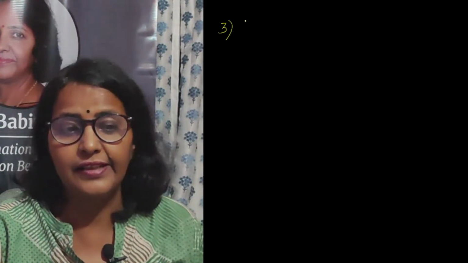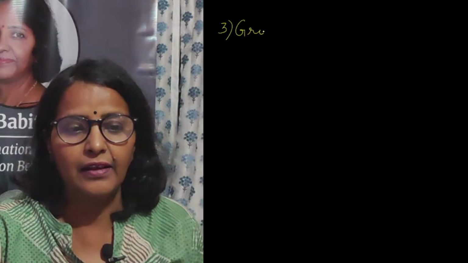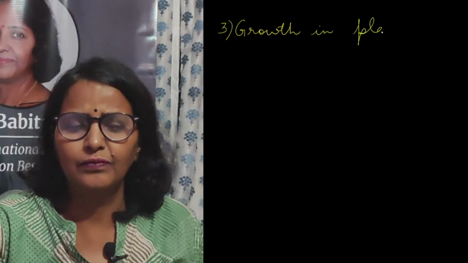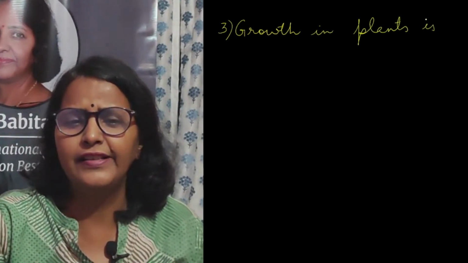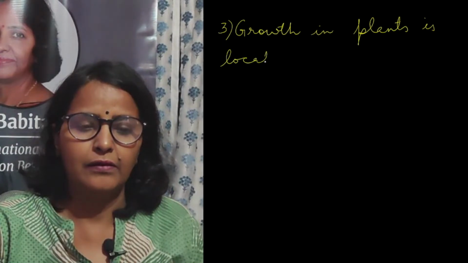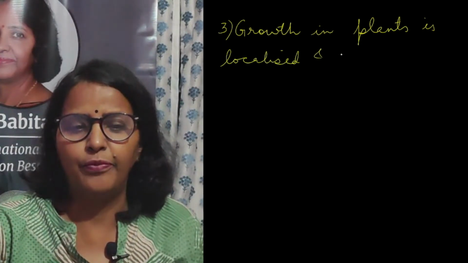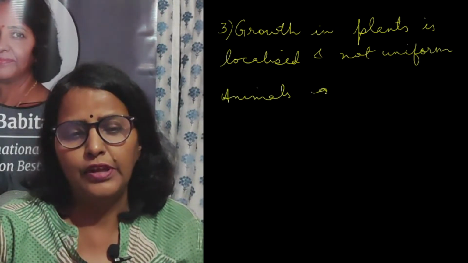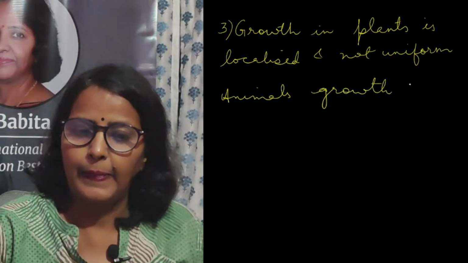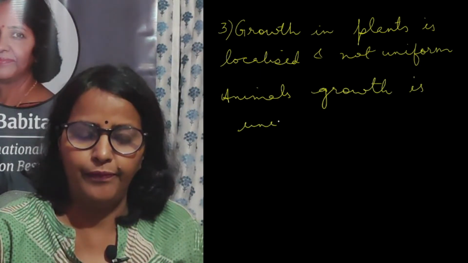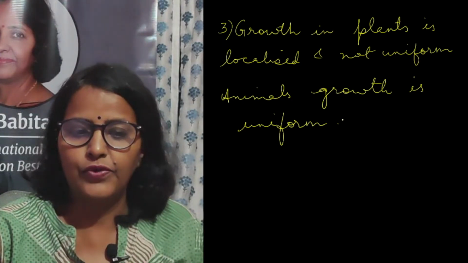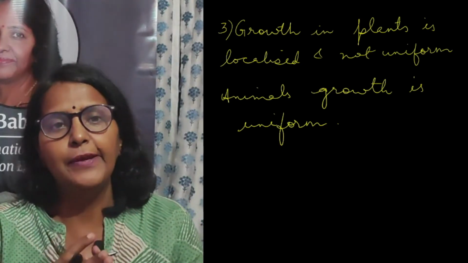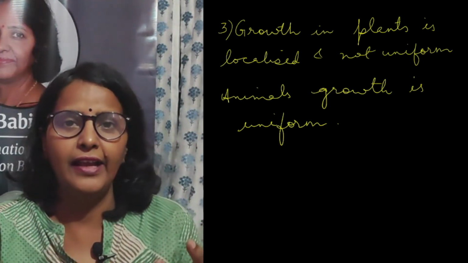So, another reason is, growth in plants is localized and not uniform, whereas in animals growth is uniform. So these are certain reasons why we have different types of tissues in case of plants and animals.